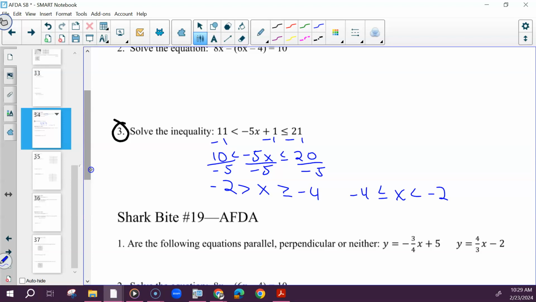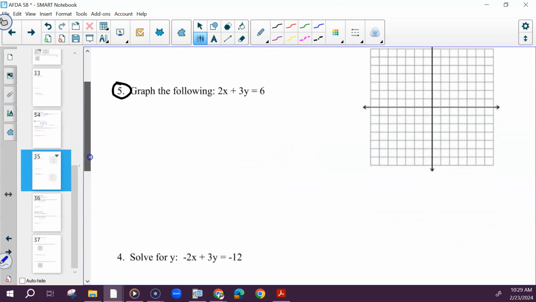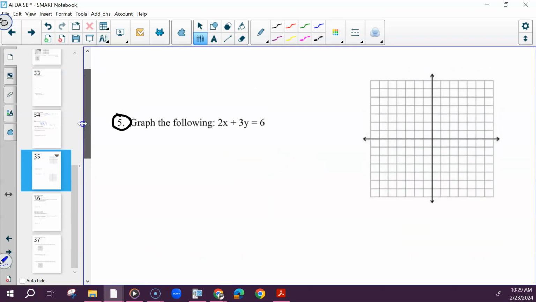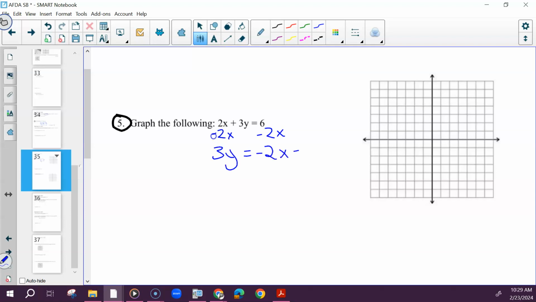And then number 5. Graph the following. We have to solve this first. Get rid of 2x by subtracting it. And then divide everything by 3. Then we could graph it once it's in slope-intercept form, starting at the y-intercept, positive 2.